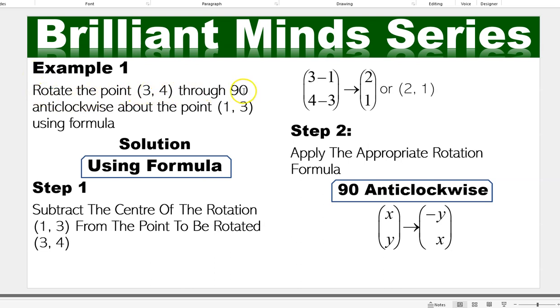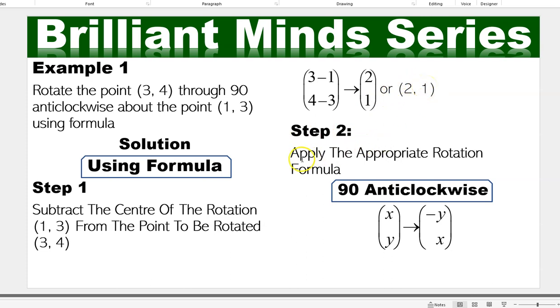Rotate the point (3, 4) through 90 degrees anticlockwise about the point (1, 3) using the formula. Viewers, 3 is the x value and 4 is the y value. So always the first number represents the x value and the second number represents the y value. So using the formula, step 1, subtract the center of the rotation (1, 3) from the point to be rotated, which is (3, 4). When we subtract, we get (2, 1). This is called coordinate form.